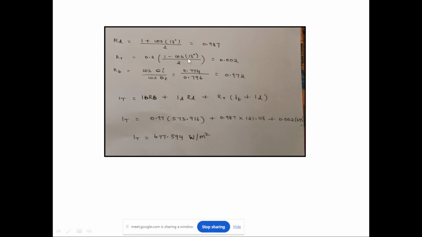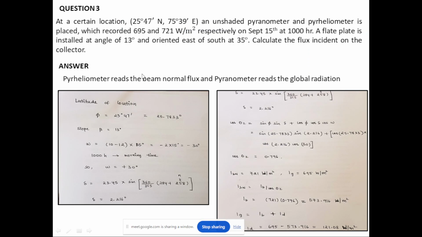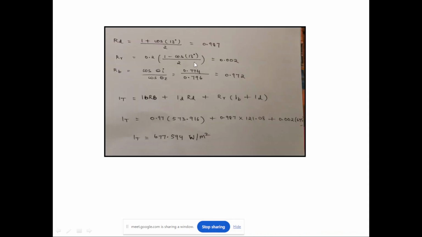1 minus cos 13 degrees by 2 is 0.002. RB is cos theta I by cos theta Z. Cos theta I you can calculate, that's the reason I have not given it specifically, because it is for the audience and attendees to calculate that value, and it would be around 0.774. So the value of RB will be 0.972.